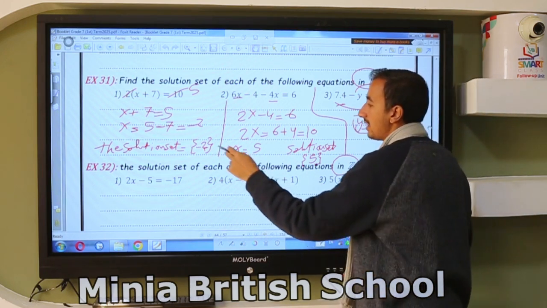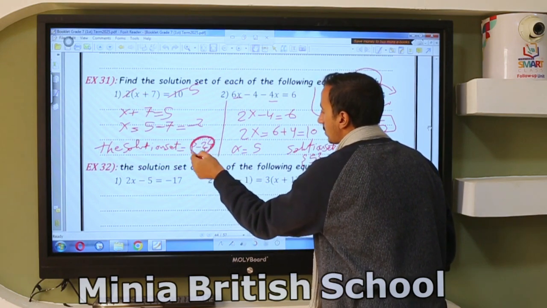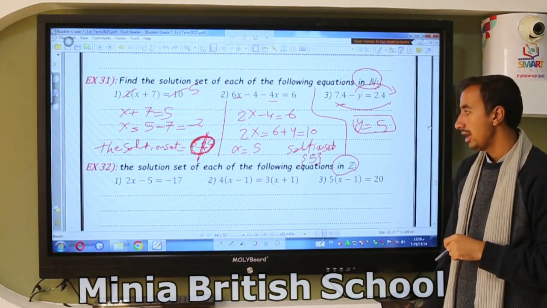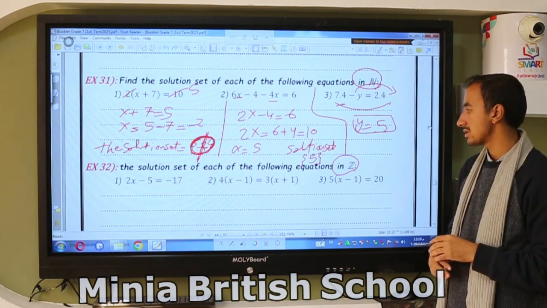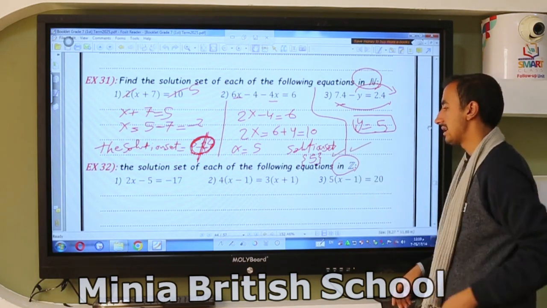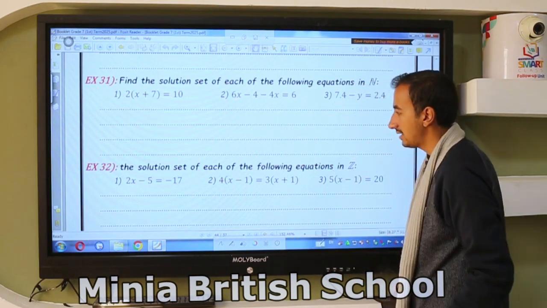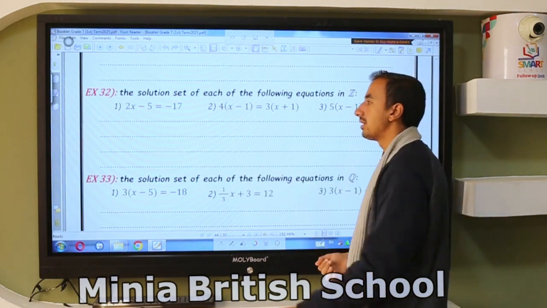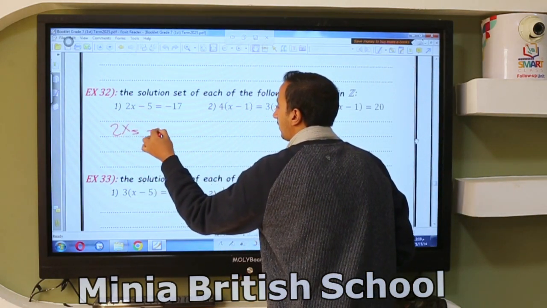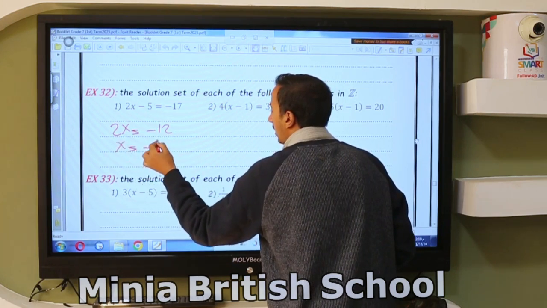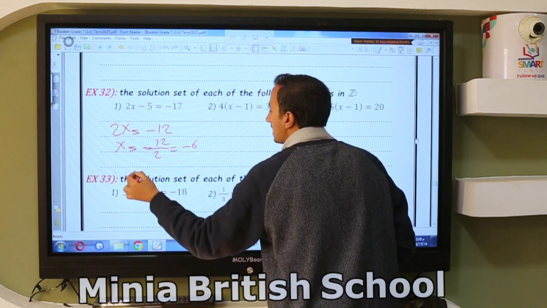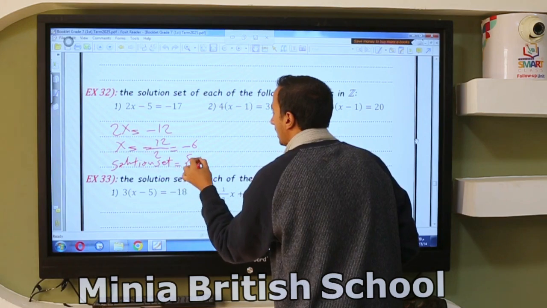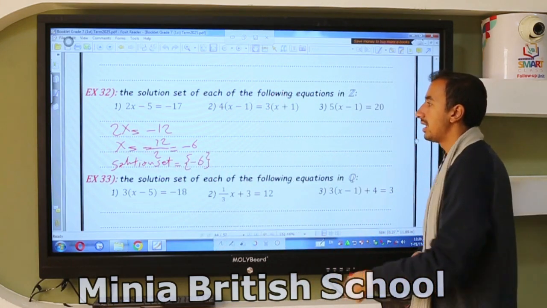Here the solution set negative 2. No, it's 5, because negative 2 doesn't belong to the natural numbers, but 5 and 5 belong to the natural numbers, so the solution set is 5. Okay, the same for this one. Here in the integers, 2x equals negative 17 plus 5, 2x equals negative 12, x equals negative 12 over 2, it will be negative 6. So the solution set will be negative 6.